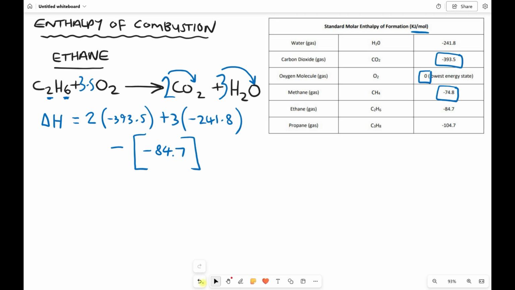Now, if we run those numbers through our calculator, we have 2 times minus 393.5 plus 3 times minus 241.8, and then we have minus 84.7, which is the same as just plus 84.7. Now that gives us a change in enthalpy there equal to minus 1427.7 kilojoules per mole.